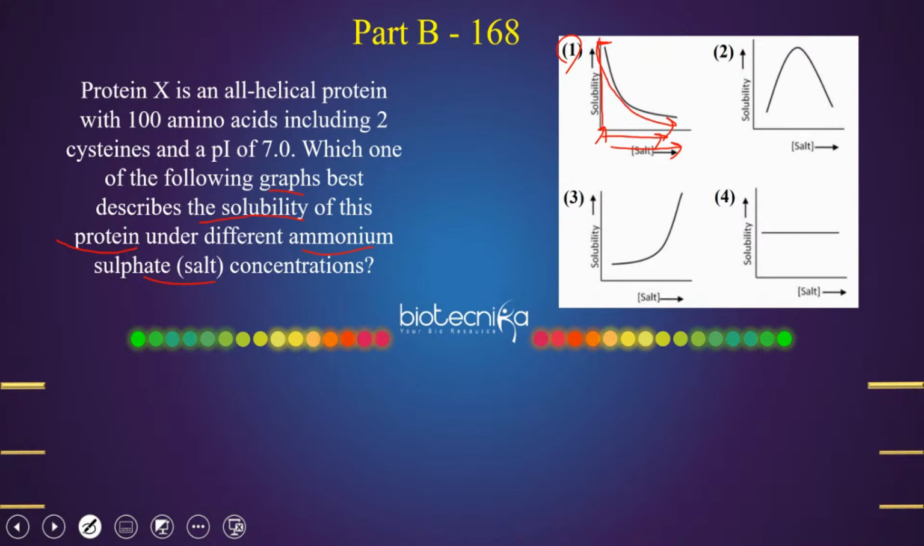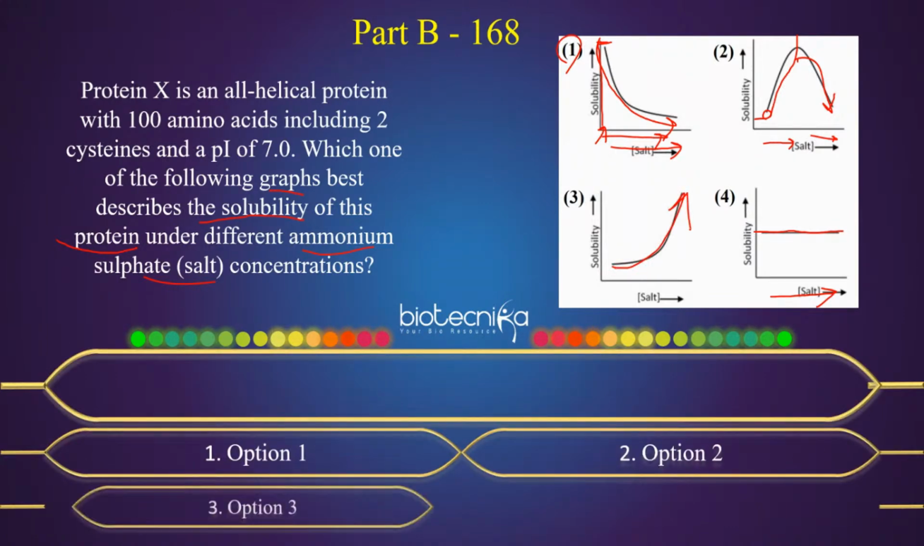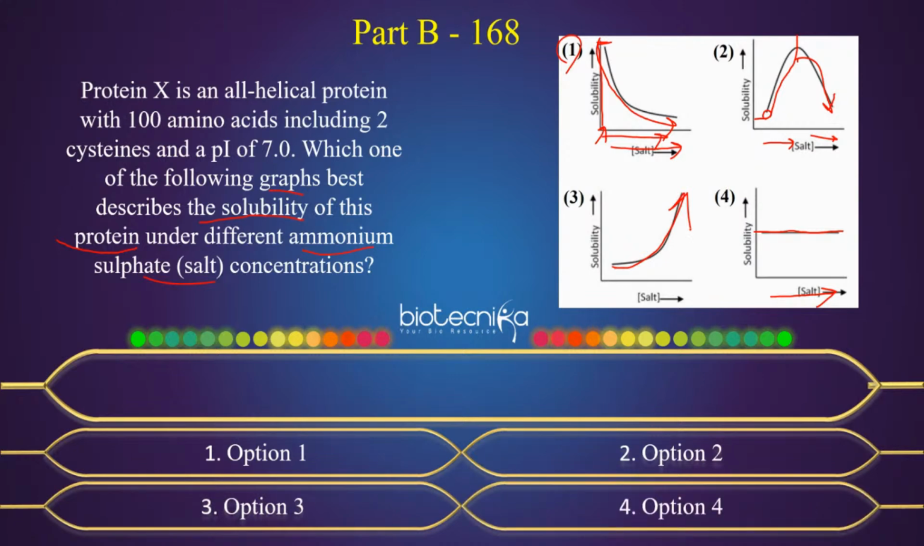Initially the solubility is less, but as you increase the salt, it increases till a certain point. After that, with more salt, the solubility decreases. Solubility remains the same no matter how much salt you add. And solubility increases with salt concentration. So which out of these will be the correct choice? Option 1, option 2, option 3, option 4, right?